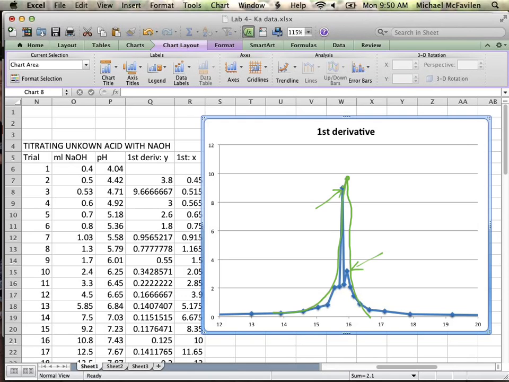So we could look at those two values, and we would say 15.81 was one value, the other value was 15.86. Your equivalence point is somewhere in between there. Okay? So that's a lot better than just guessing off of our pH curve, but it still leaves a little bit of ambiguity.